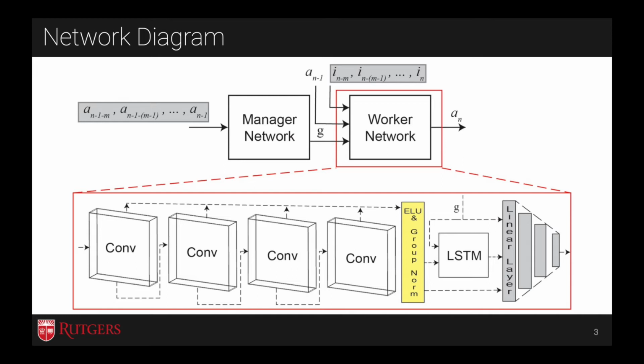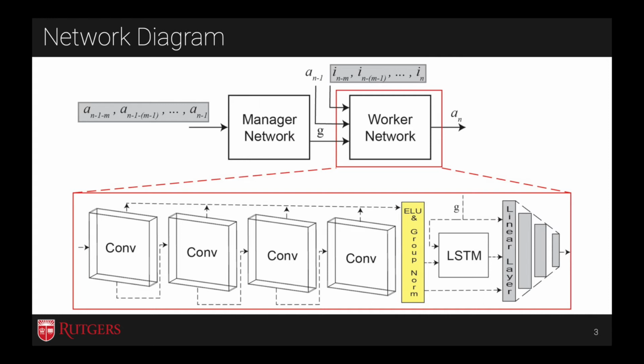The worker network operates at a higher temporal resolution and uses this goal subroutine vector to add more context and guide its predictions. Along with the goal vector, it takes in a sequence of dashcam images along with the previous predicted steering angle and predicts the next steering angle for the vehicle. This manager-worker relationship allows the network to break down the steering angle problem into more tractable pieces.